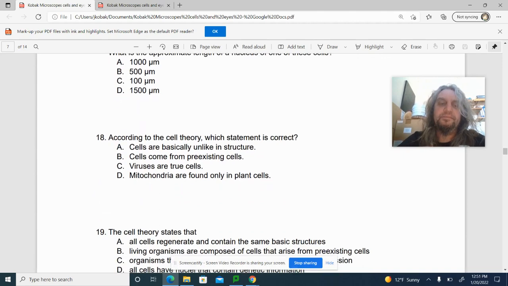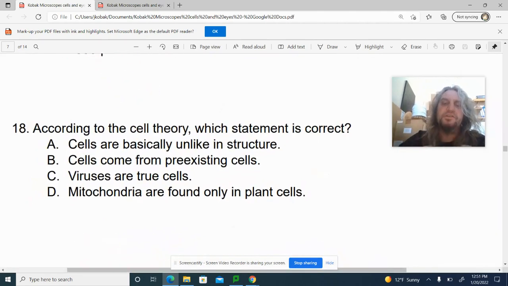Question 18. According to the cell theory, which statement is correct? A, cells are basically unlike in structure. B, cells come from pre-existing cells. C, viruses are true cells. D, mitochondria are only found in plant cells.